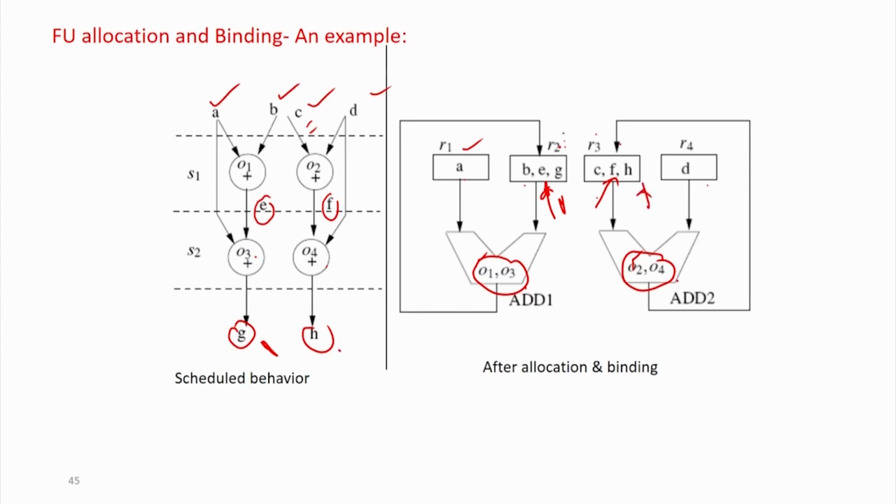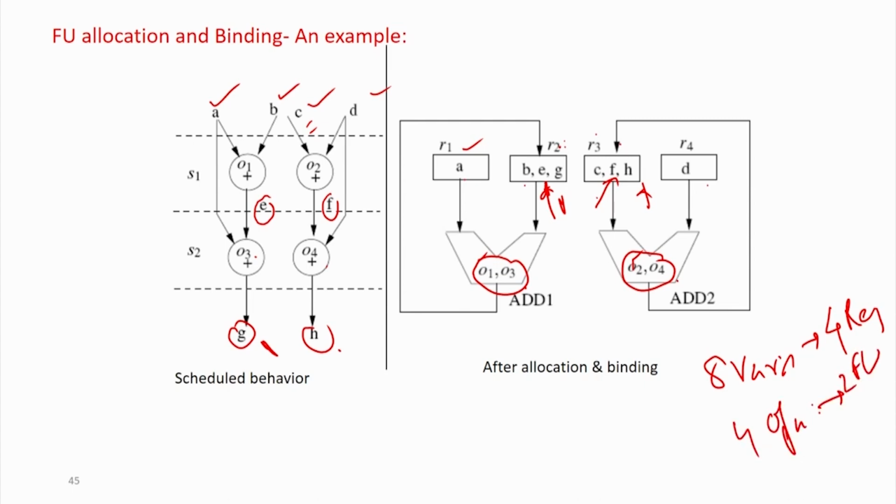So, I have 8 variables. I can store them in 4 registers, and I have 4 operations. I can execute them in 2 FUs, right. So, that is the minimum.